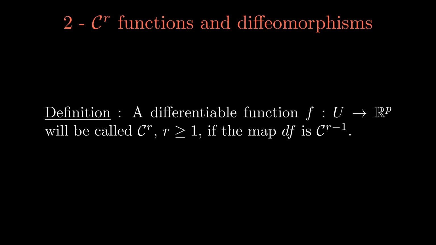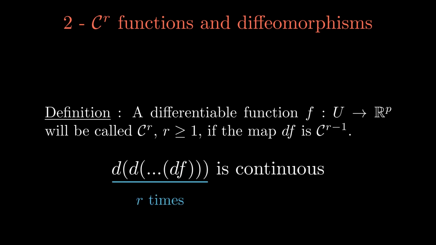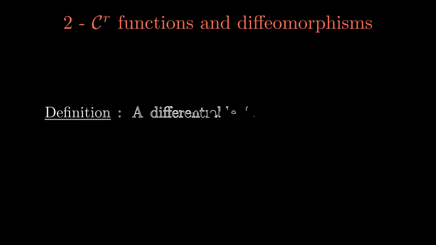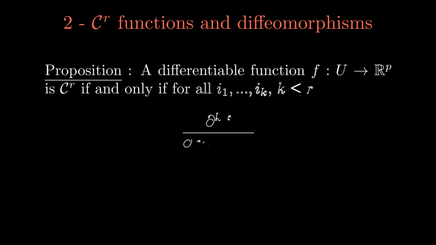The idea behind it is that a function being C^r means we can differentiate it r times and end up with a continuous function. We saw the link between partial derivatives and differentials, and so a natural question would be to rephrase this definition in terms of partial derivatives. It takes the following equivalent form.